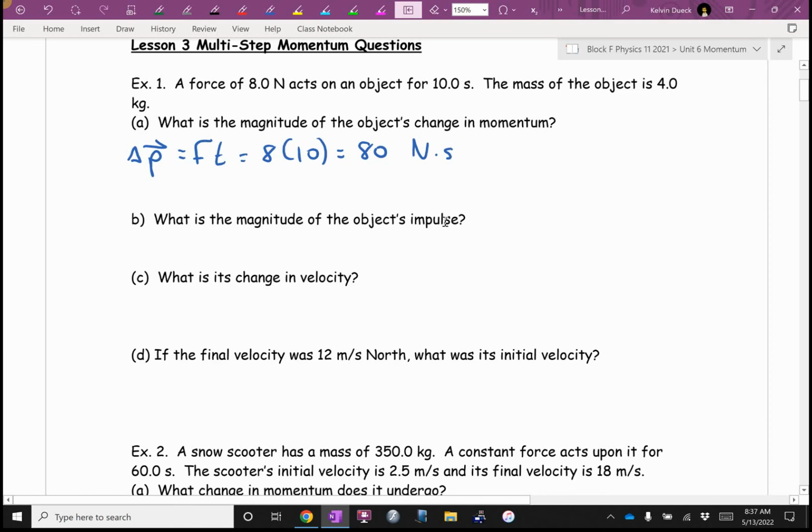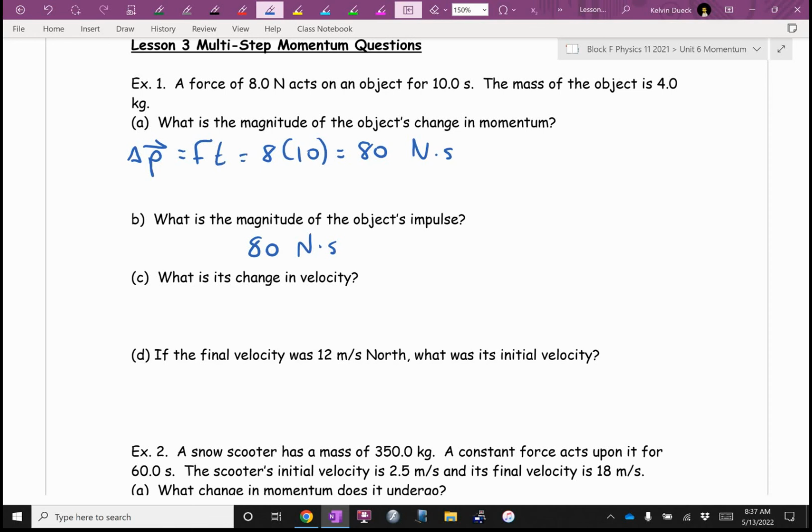Good. What's the answer? Too slow. What's the answer? Yeah. 80. Impulse and change in momentum are the same thing, and that's really what this question is asking. Have you realized that if you know the change in momentum, you know the impulse? So 80, and you could again write newton seconds, or you could write kilogram meters per second. I don't know what direction, but I know that's how big.